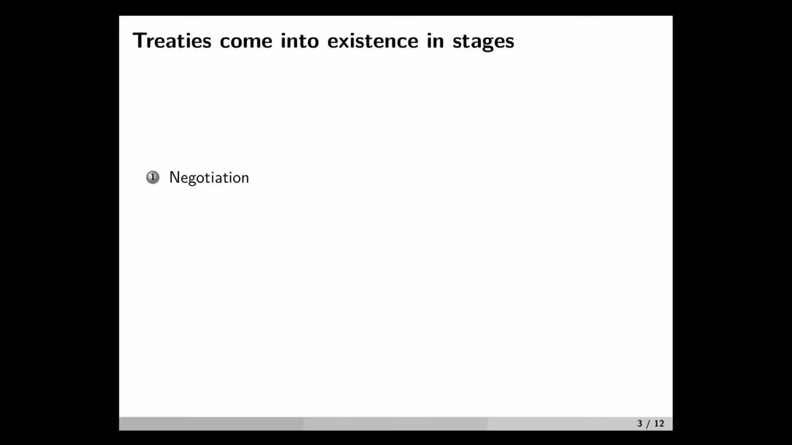lecture. Now, first of all, remember treaties come into existence in stages. So we discussed the creation process for a treaty. It starts with negotiation. Negotiation is where representatives of the member states or prospective member states meet together to hash out the details of the treaty, to negotiate the terms of the treaty. It's meant to be a give and take process.